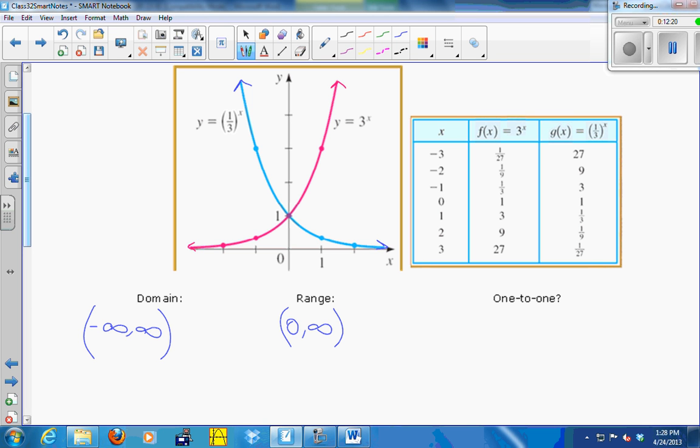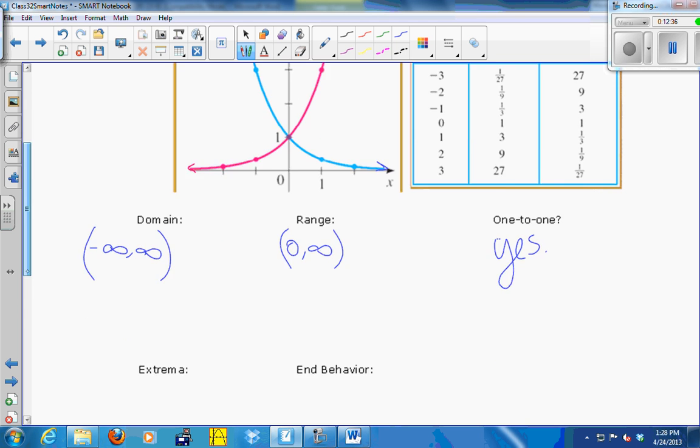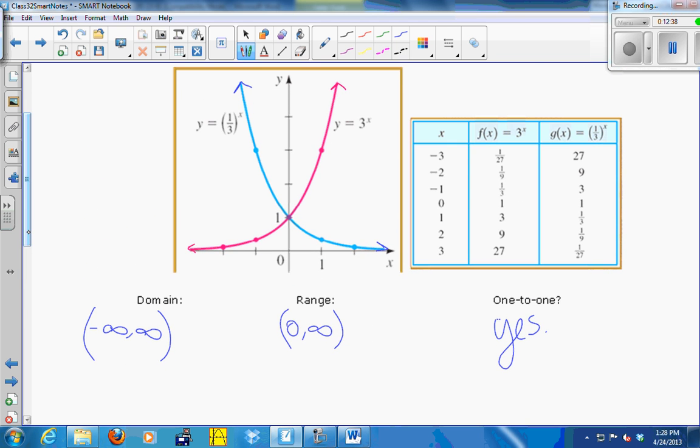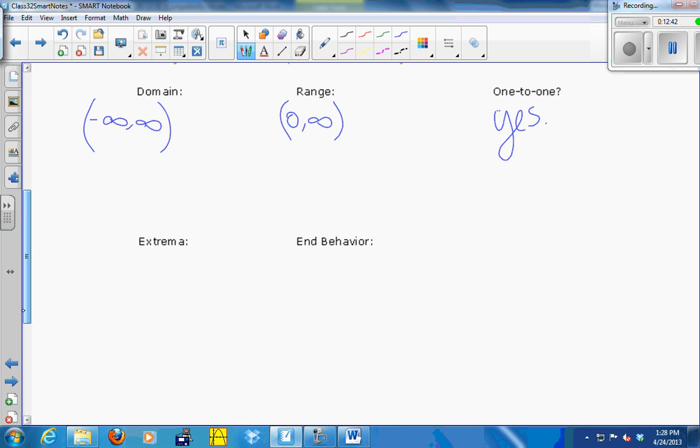Does it pass the horizontal line test? Yes. That makes it 1-to-1. That is an important question because it tells us that this function has an inverse. This function has a function that will undo it. All right, how about any extrema? Does the blue function have any extrema? Nope, no maxes or mins.